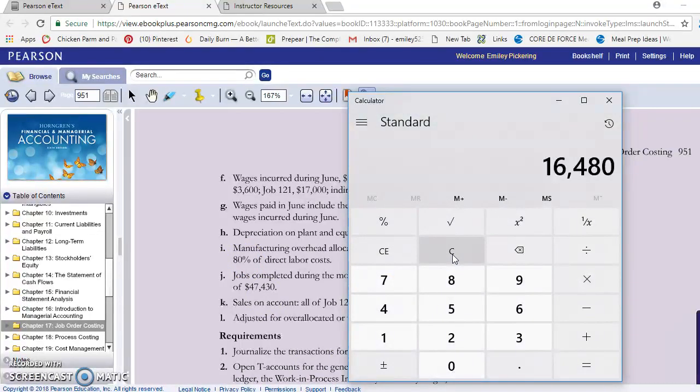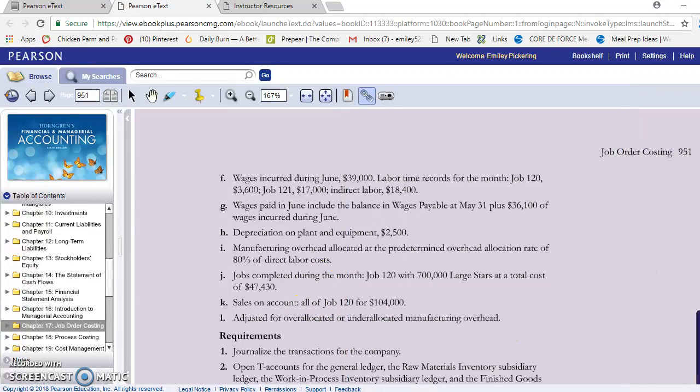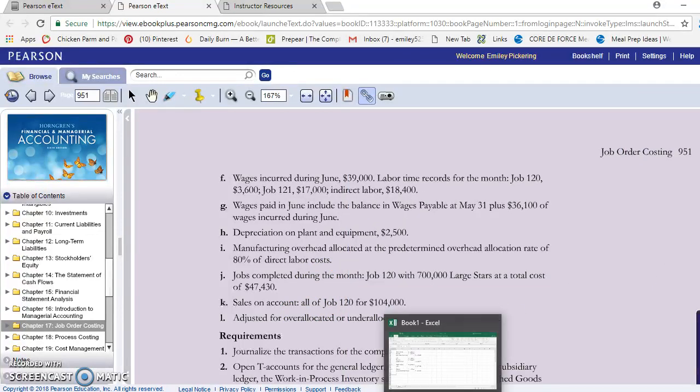600 times 8. So 16,480 is what we're going to go ahead and allocate. Now, keep in mind, this is just our best guess. This is just what we think is going to be allocated for overhead. It's not actual overhead, it's just our estimate. And then what we have to do is go back at the end to see what our actual expenses were and compare it and adjust.